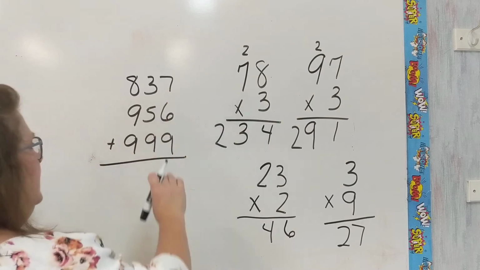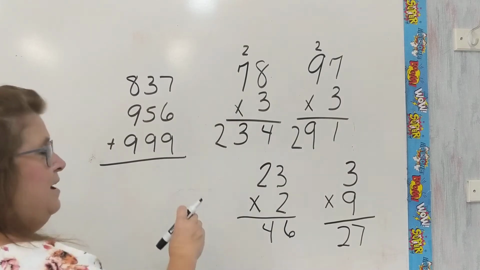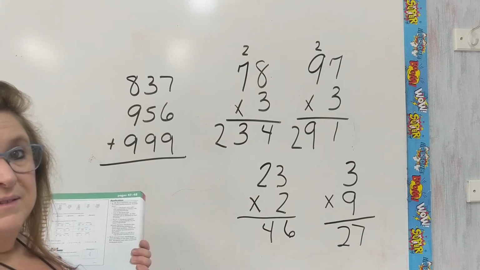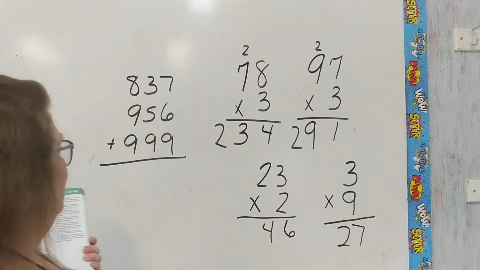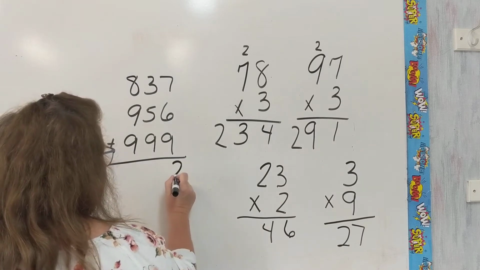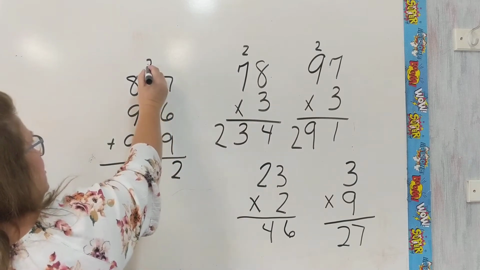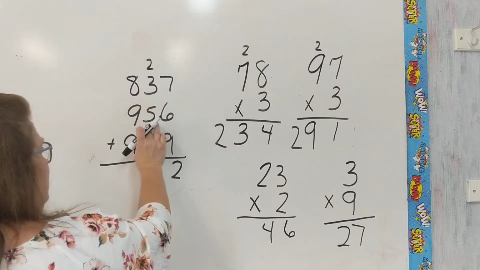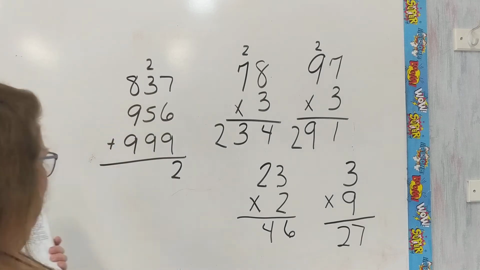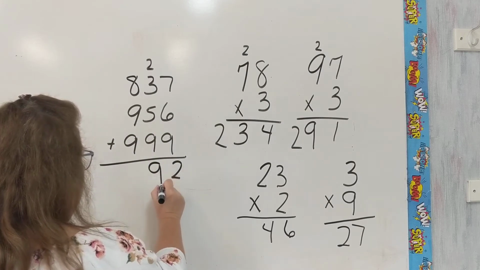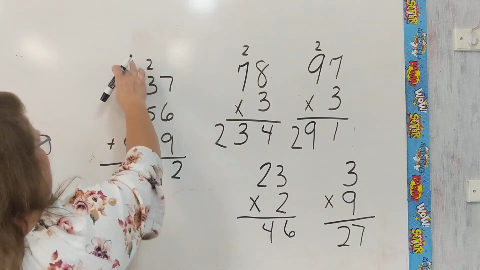7 plus 6 is 13. And 13 plus 9 is, count all your fingers and toes. No, 13 plus 9 is 22. Very good. So we put our 2 down and we carry our 2 to the tens place. 3 plus 2 is 5. 5 plus 5 is 10. And 10 plus 9 is 19. Very good. Put your 9 down. Carry your 1 to the hundreds place. 8 plus 1 is 9.